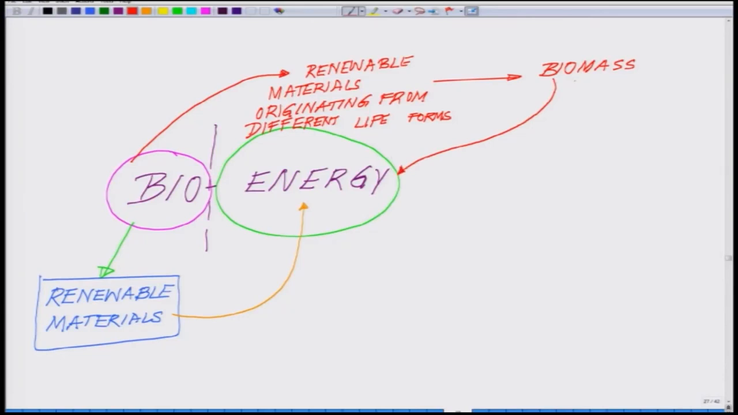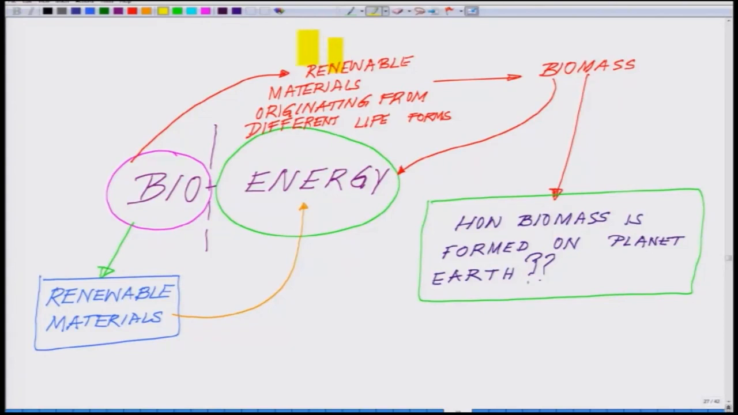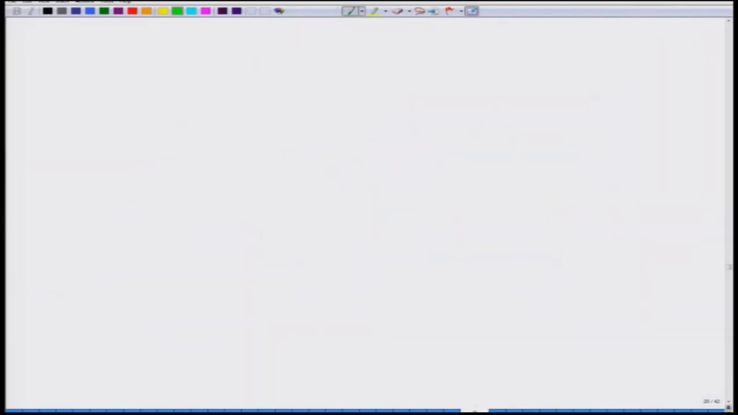Now, when you talk about this biomass, one of the critical questions which comes up is: how is biomass formed on planet Earth? We'll deal with these questions just after this. This is a key question, and we'll be devoting lectures to how this biomass formation takes place. Just before that, let's talk about what those renewable materials are, and in the next slide we will go on to talk about them.